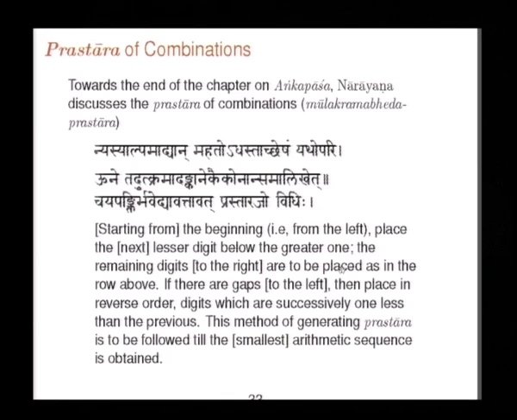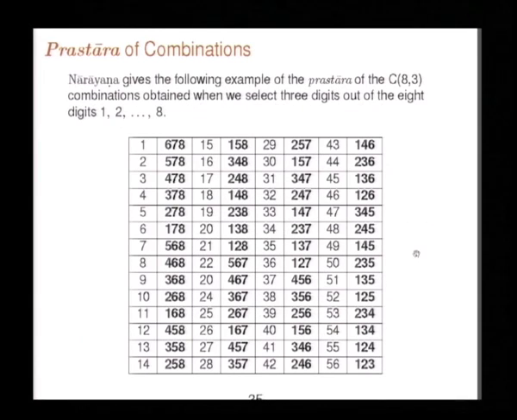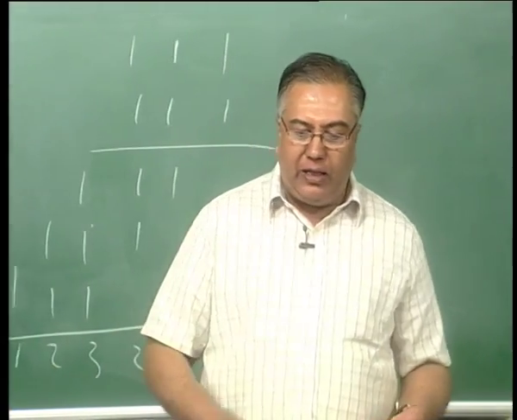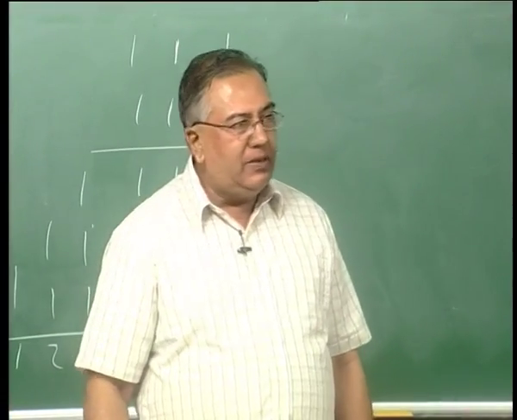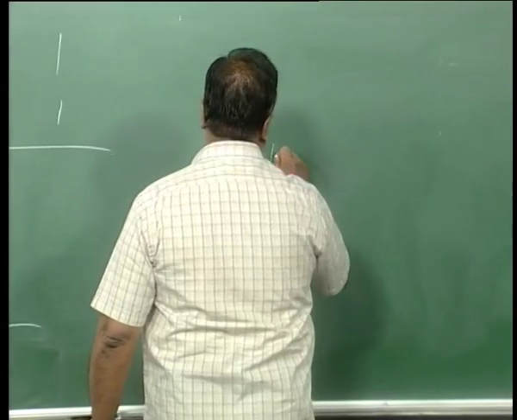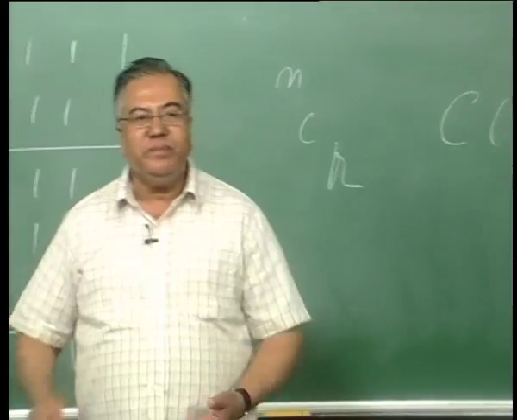Finally, Prastara of combinations. So, what is a Prastara of combination? Basically, we will take an example first and then go back to the theory. So, you have 8 digits, choose 3 of them. How many ways can you do it? C8 3, that is 8 factorial by 5 factorial into 3 factorial, that is 56. So, C8 3 stands for number of combinations, that is the usual. I am using this notation C N R instead of NCR, simpler to type.